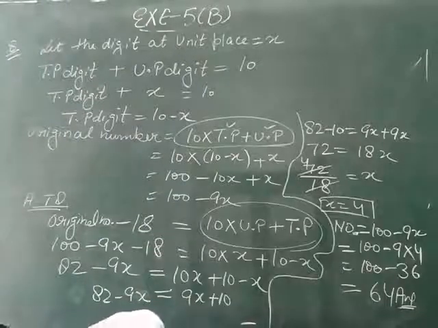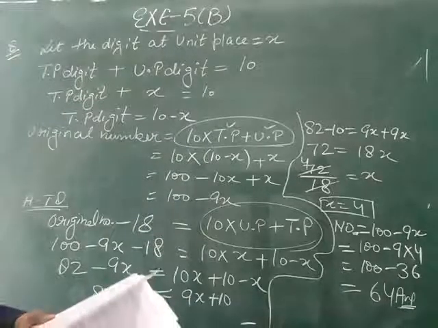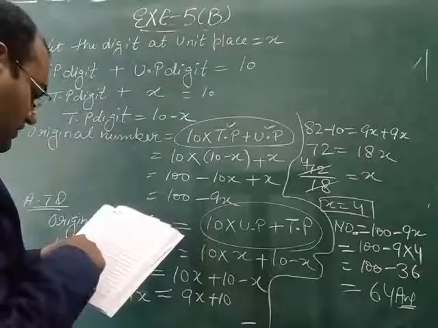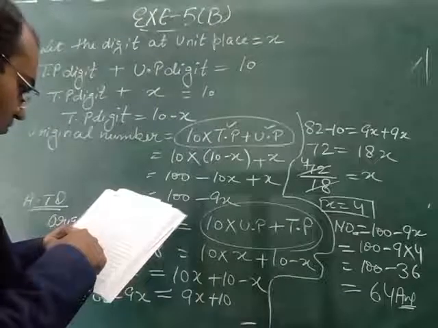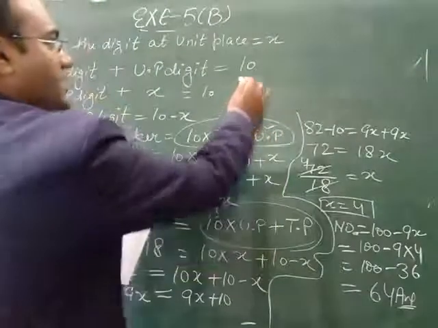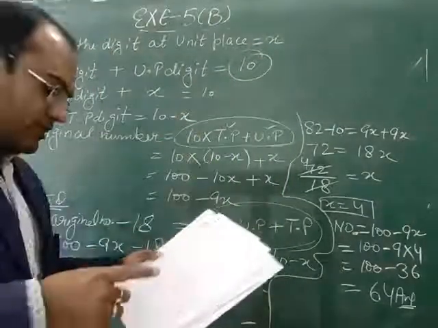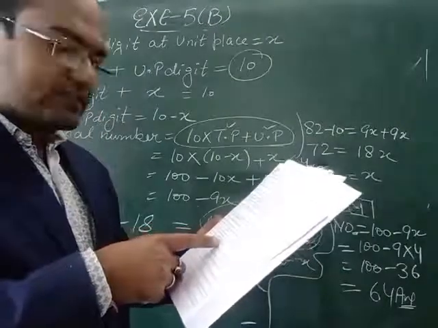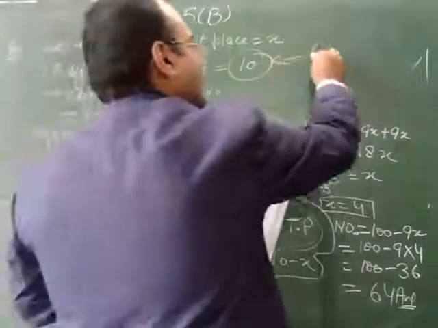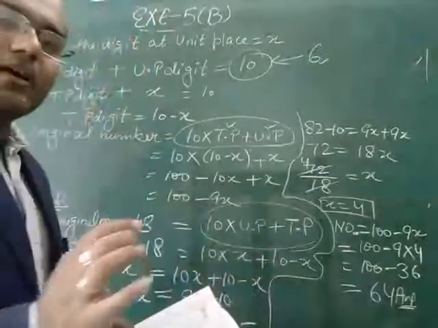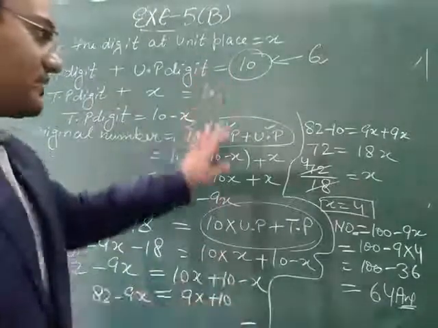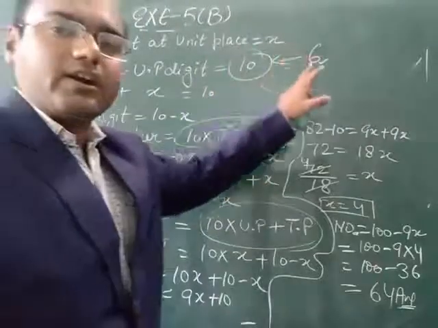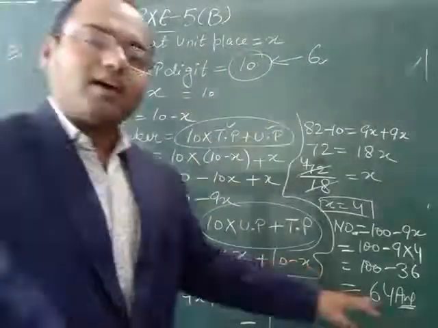But in the answer sheet it is coming 42. So let me check this again. Where is the mistake? The sum of the digits is, oh sorry, here I had done a mistake. Here in the question 10 is not there. In the question it is given the sum of the digits of a two-digit number is 6. In place of 10 you have to take 6. Then you will get the same correct answer. So no need to worry, method is correct. In the same way you have to solve. The only difference is in place of 10 you will take 6. Then you will get the correct answer here.